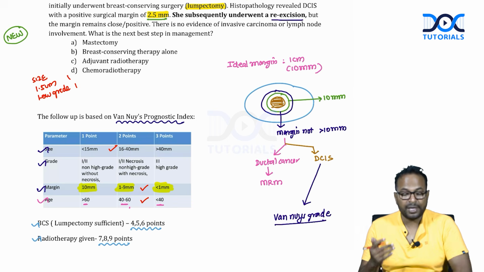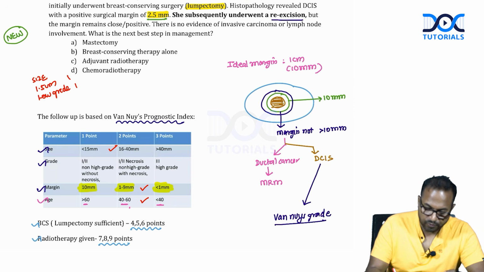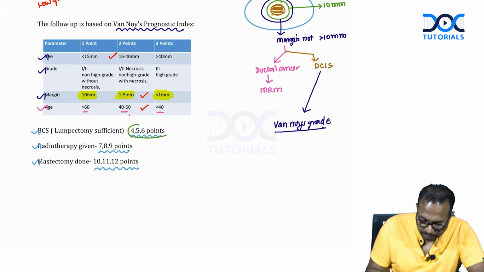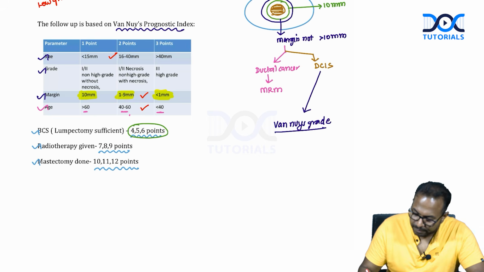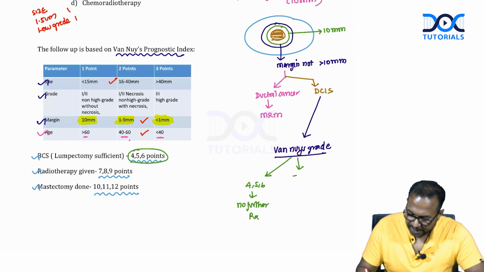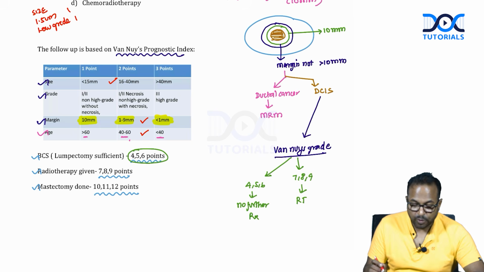So depending upon the points only we will decide. So from the points, if it is 4, 5, 6 points, whatever you did, this is enough. Based on this, if 4, 5, 6 points, no further treatment needed. If it is 7, 8, 9, I should go for a radiotherapy.